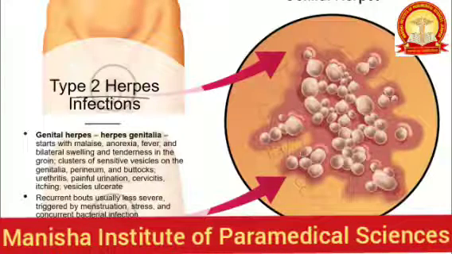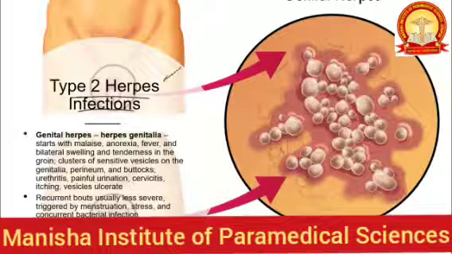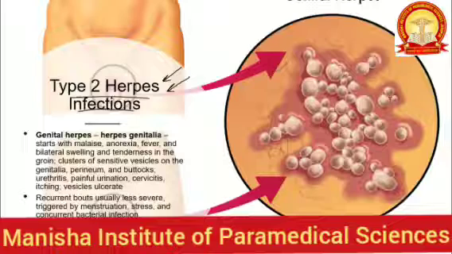While in type 2 herpes, as I said earlier, it is genital herpes. And another big important fact about genital herpes is that it's kind of incurable. Still, there is not much of a cure available for it. It starts with malaise, anorexia, fever, and bilateral swelling and tenderness in the groin, with clusters of sensitive vesicles on the genitalia, perineum, and buttocks.